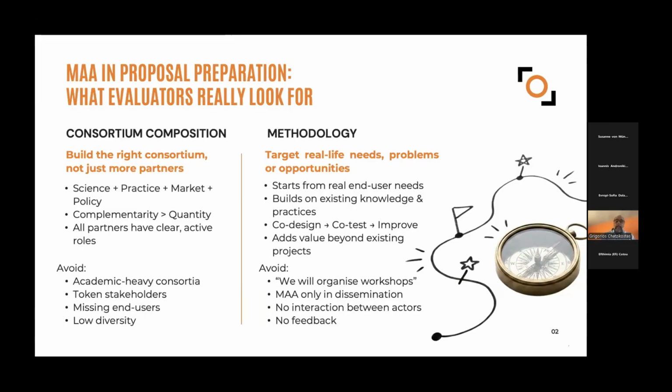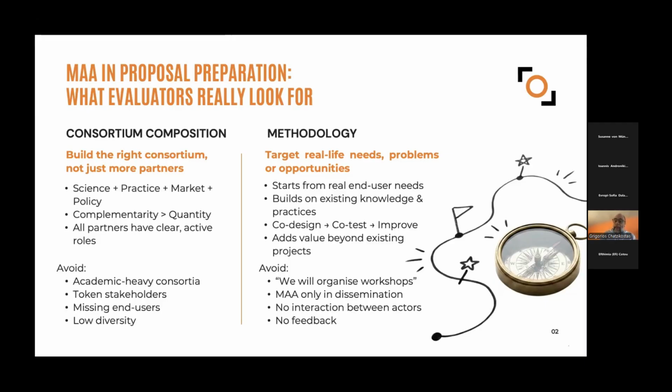Yes, we need scientists. Yes, we need practitioners. Practitioners can be farmers if the project is more oriented to the primary sector, but they can also be food producers, or producers at other points in the value chain. Of course, we need people that are able to bring the final results of the project to the market. And we certainly need policymakers to influence the way things are going to be done in the future.